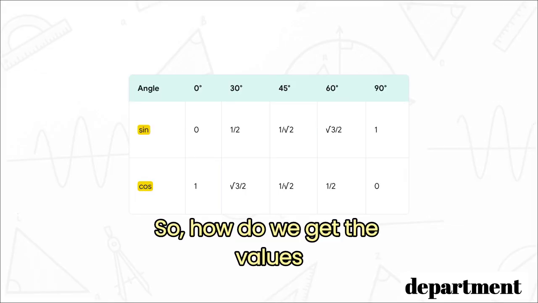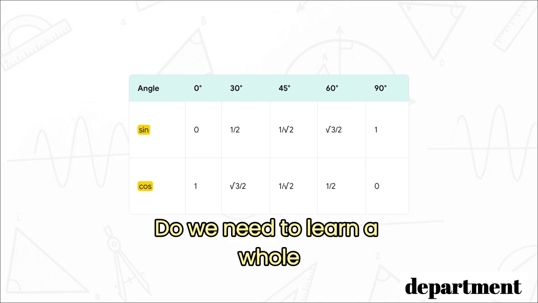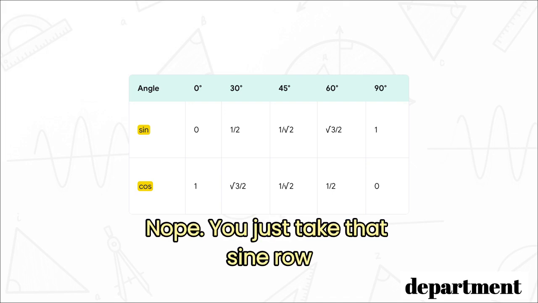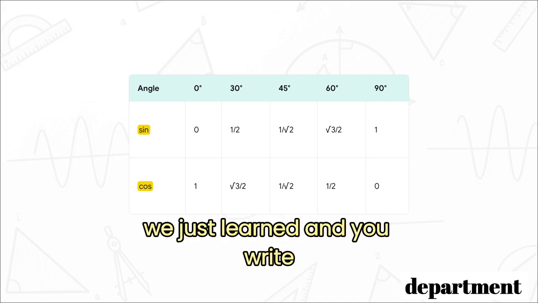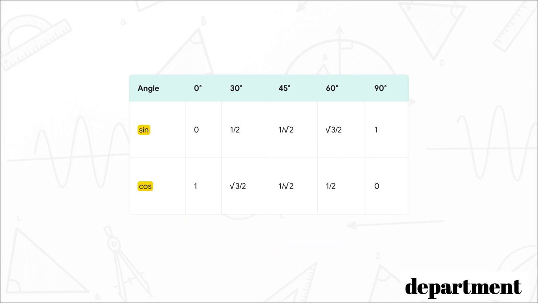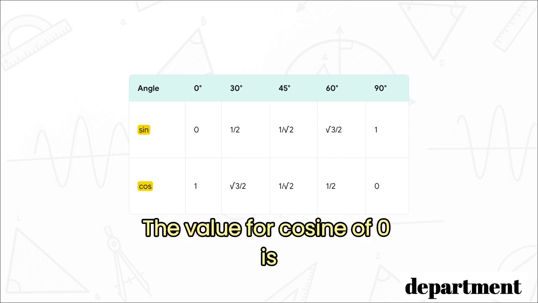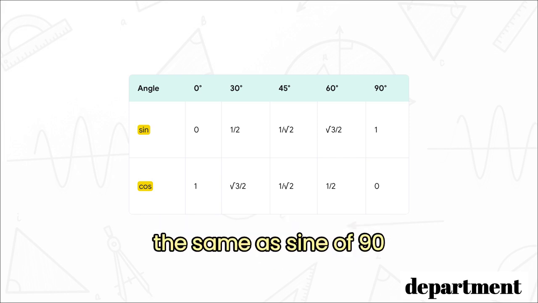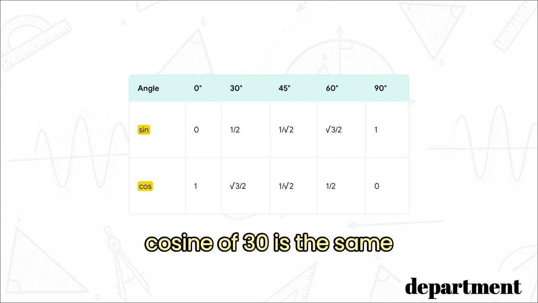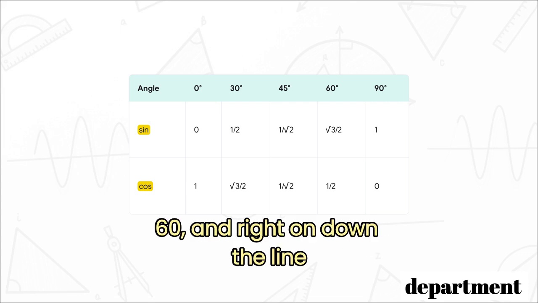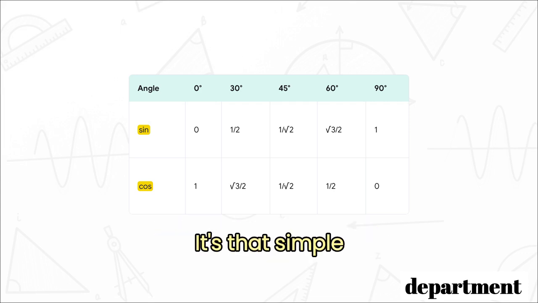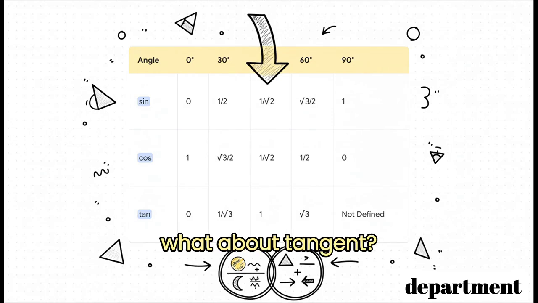So, how do we get the values for cosine? Do we need to learn a whole new set of numbers? Nope. You just take that sine row we just learned and you write it backwards. That's the entire trick. The value for cosine of 0 is the same as sine of 90, cosine of 30 is the same as sine of 60, and right on down the line. It's that simple.